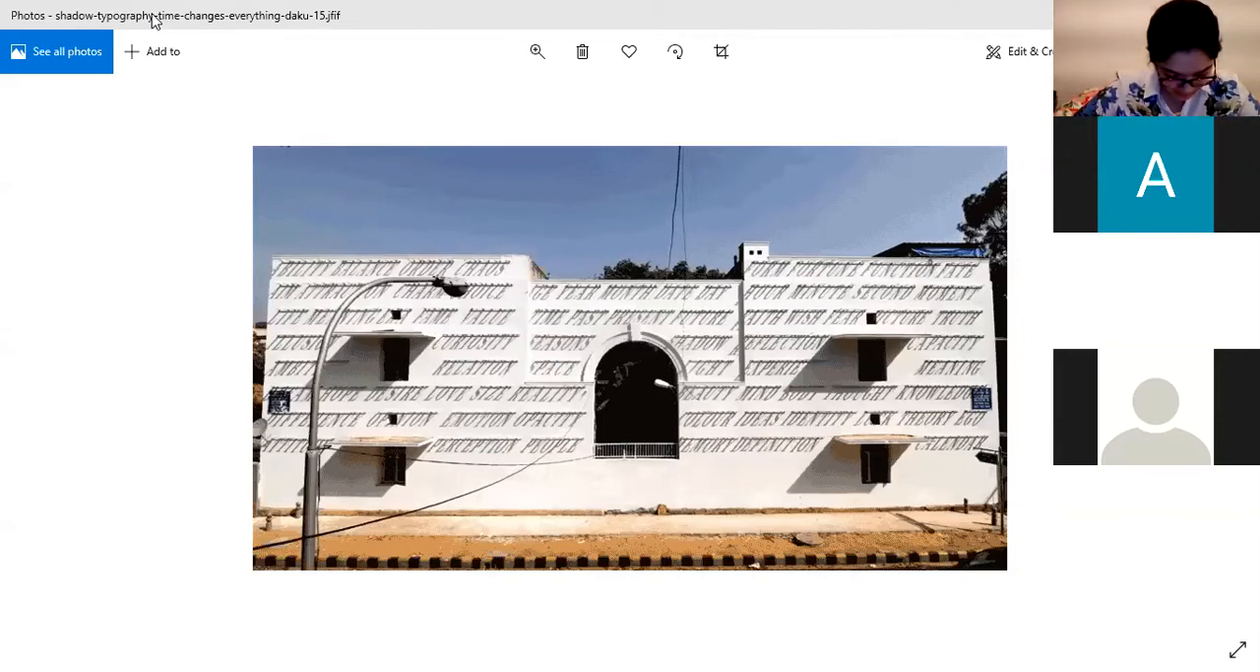Then he wrote, this is commercial, this is commissioned vandalism, when he was asked to make something for Indian Art Fair.